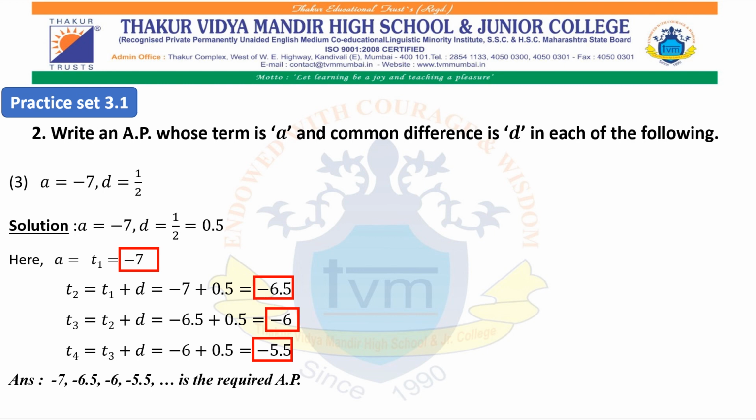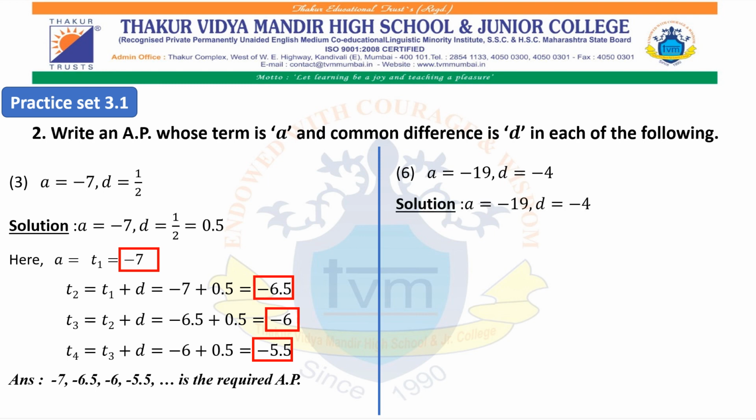is the required AP. After completing sum number 3, sum number 4 and sum number 5, you will be trying by your own. Let us begin with sum number 6. Here in sum number 6, value of A is minus 19 and value of D is minus 4.